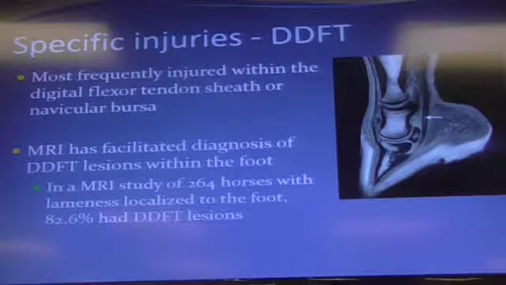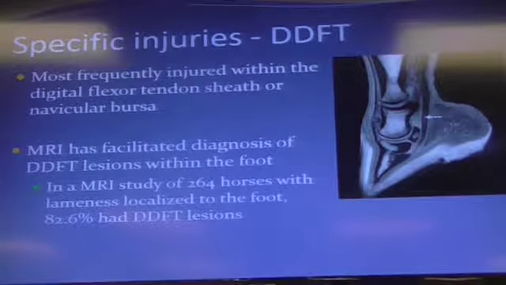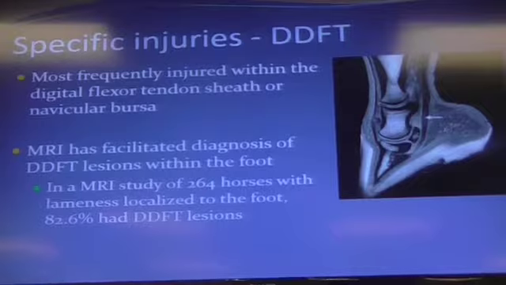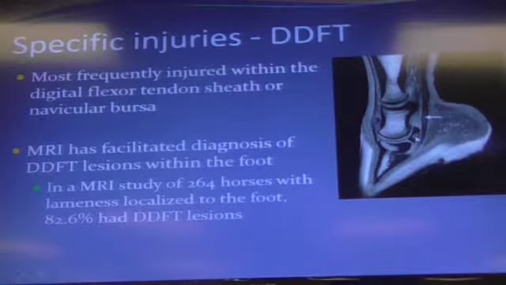But deep digital flexor tendons, they can be anywhere. They can be higher up for sure, but they're very commonly down here in the foot. So this is an MRI, and you can see here's the lesion. Oftentimes you have them way down here. This is lower than you can see on an ultrasound. So this is something we've learned a lot more about once we started MRI.